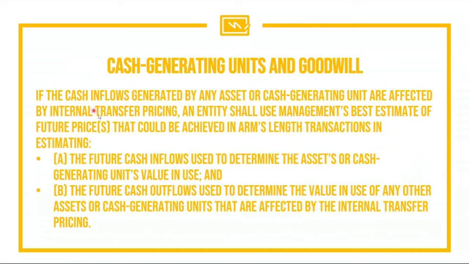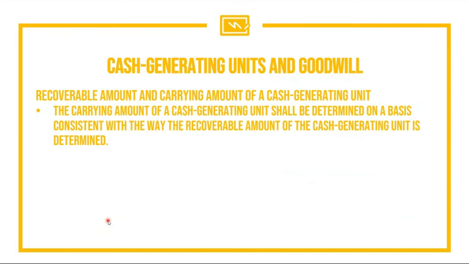Okay? So if the cash inflows generated by any asset or cash generating unit are affected by internal transfer pricing, an entity shall use management's best estimate of future prices that could be achieved in arm's length transactions in estimating the future cash flows of the asset or cash generating unit and future cash outflows to determine the value in use. So similar to our individual asset.